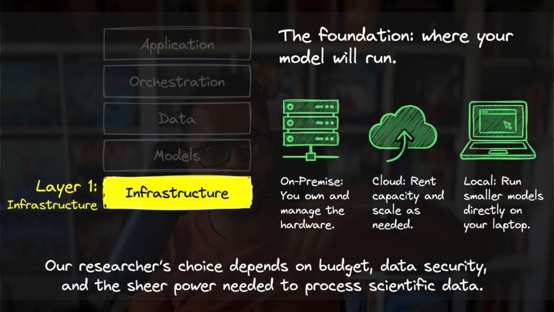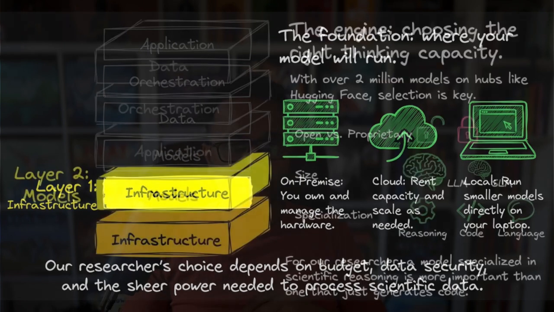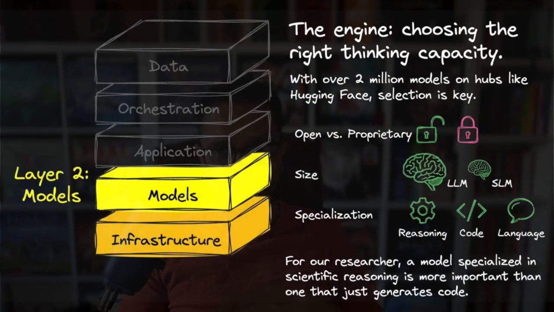So if I go back to our researchers application, the choice depends on the budget, data security, and the power needed to process the scientific data, right? That is probably one of the things we'll keep in mind while building that researchers application. The second layer is the engine, which is basically the models layer. This is where your AI will be thinking, right?